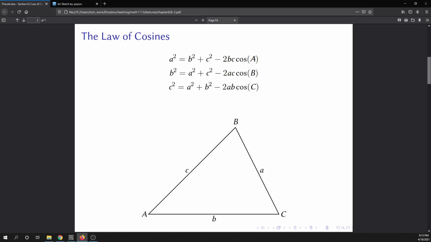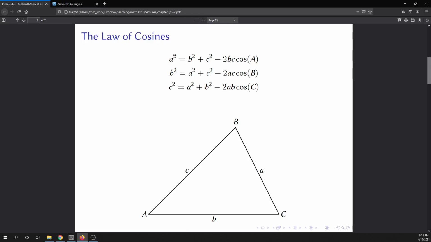And for the book that we're using, the angles are going to be labeled with the capital letters A, B, and C. And then the sides are going to be labeled with the lowercase versions of a, b, and c in such a way that side a is opposite angle A, side b is opposite angle B, and side c is opposite angle C. Okay, so all of these formulas that I'm showing you use this labeling of the triangle here. And so the law of cosines, there's three versions here.